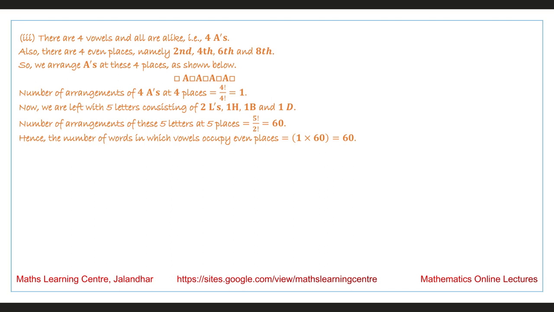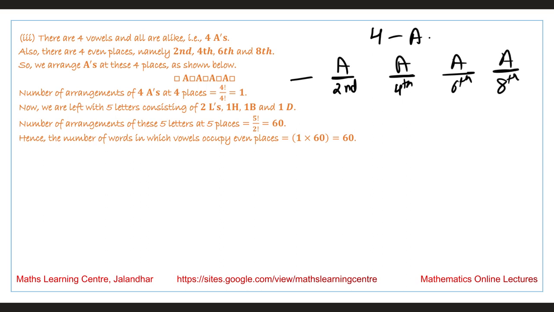So the vowels we have over here, if we list these terms, we have 4 vowels, that is 4 A's, and we are saying that these should occupy the even positions. It should be on the second place A, on fourth place A, on sixth place A, and on 8th place A. These odd positions are left over here: first, third, 5th and 7th. So in how many ways can these A's be arranged?